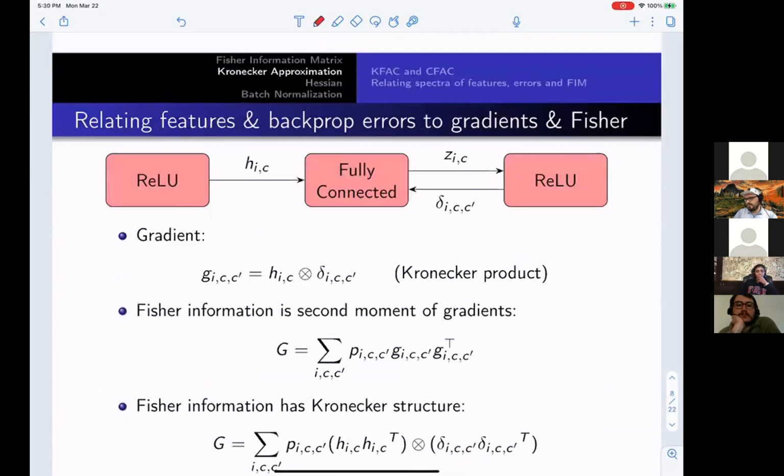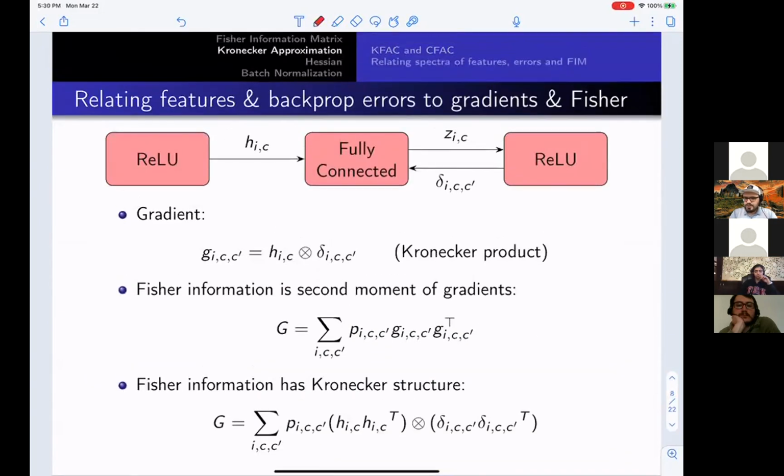So in order to do that, what I'm going to do is show you a very simple relation between them. Imagine we have a fully connected layer which obtains as input features and outputs pre-activations Z. If you remember, the backpropagated errors are the derivative of the loss with respect to the output of this fully connected layer, and we denote them by delta_{icc'}.